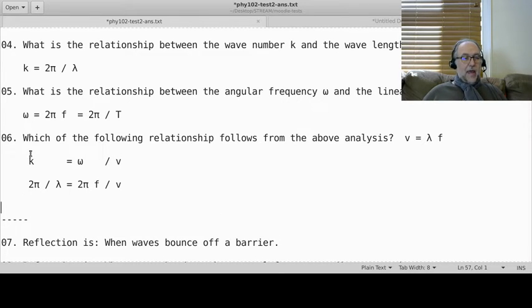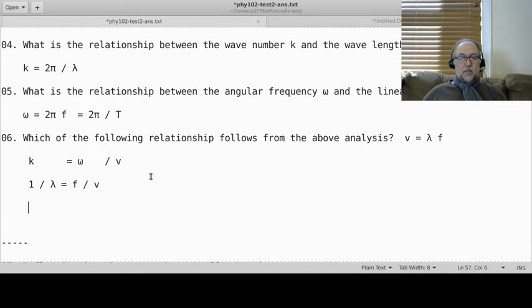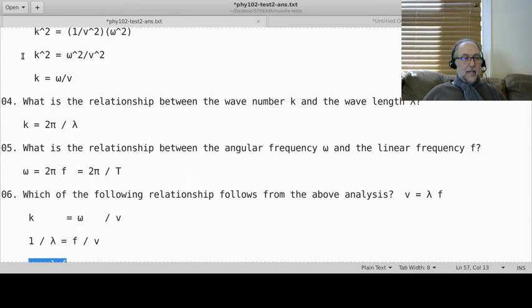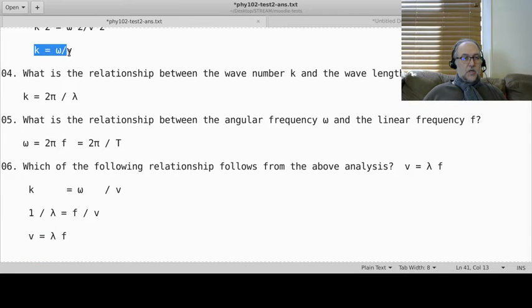There's everything lined up. For k, I simply substituted 2 pi over lambda. For omega, I substituted 2 pi times the linear frequency, and then divided by v. Of course, the 2 pi drops out, so this is a 1 there, and that's a 1 there, and just get rid of that. Then just cross multiply. Multiply both sides by lambda and multiply both sides by v. You will simply get, ta-da, there's your relationship.